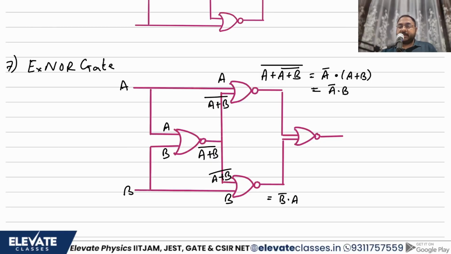So now see, one of our outputs is A bar dot B and another output is B bar dot A. These two will become inputs for this NOR gate. Now let's solve this NOR gate. So what will I have? (A bar dot B plus B bar dot A) whole complement, correct? Now again, instead of using De Morgan's law first, let us solve this bracket.